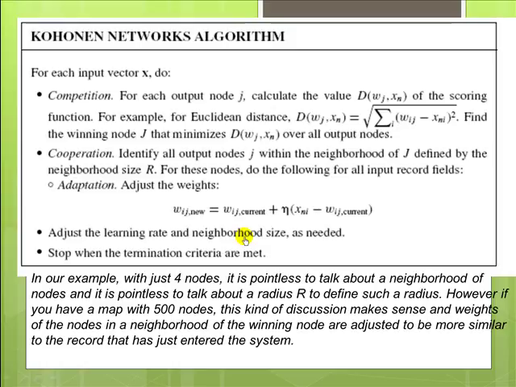Kohonen network's algorithm. For each input vector, do competition. For each output node j, calculate the value d, which is the distance of the scoring function.